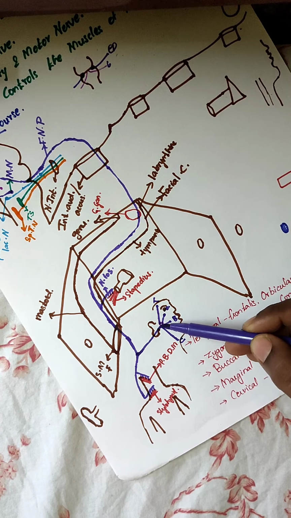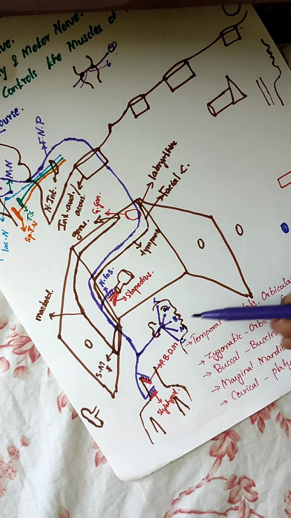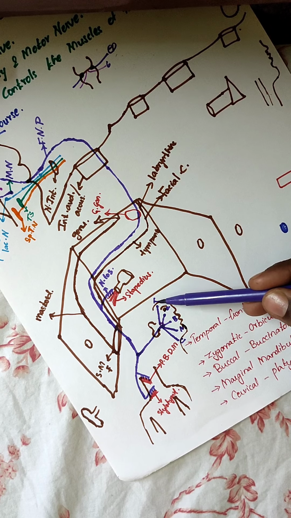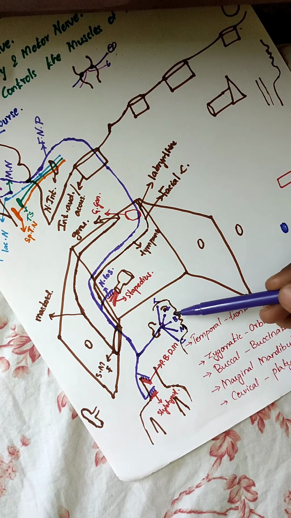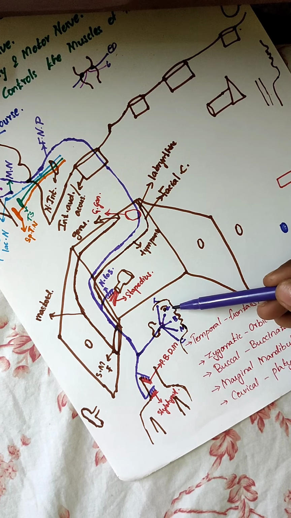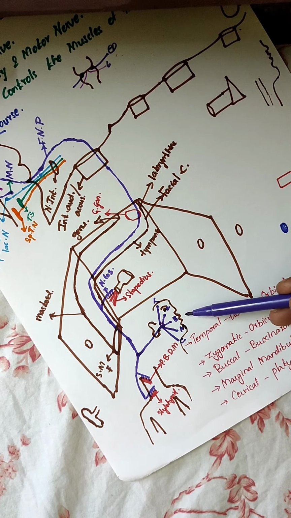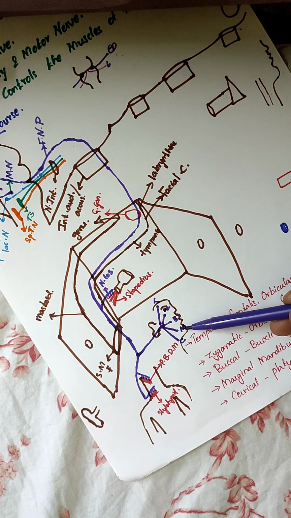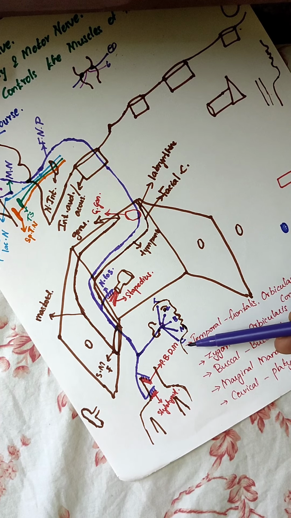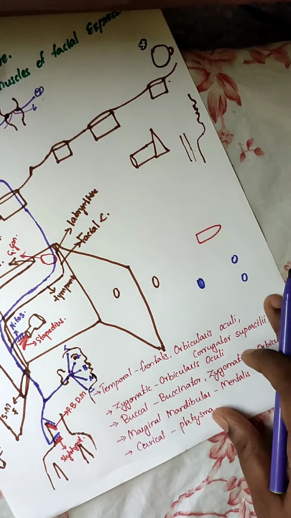So this is the parotid gland, and it is divided into five branches: temporal branch for the forehead, zygomatic branch for the orbital region, buccal branch for the buccal area, marginal mandibular branch for the marginal mandibular area, and cervical branch for the cervical area.